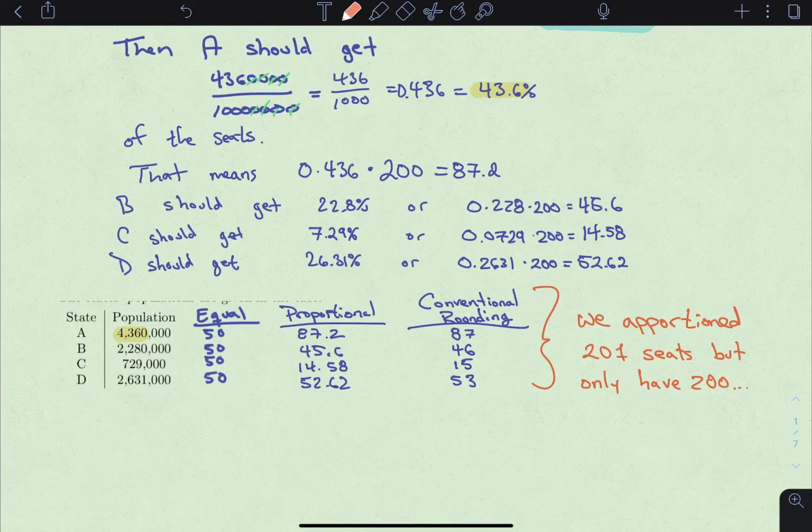And so, in general, we need a method to go forward. If you just have a finite amount of objects to pass out, in this case seats in a representative branch of government, you need a method to distribute them so that you end up with whole numbers and you use exactly as many seats as you had. So this is the apportionment problem. There's a couple of vocabulary pieces here. The seats that are given out are often called quotas, with the proportional one being called the standard quota.